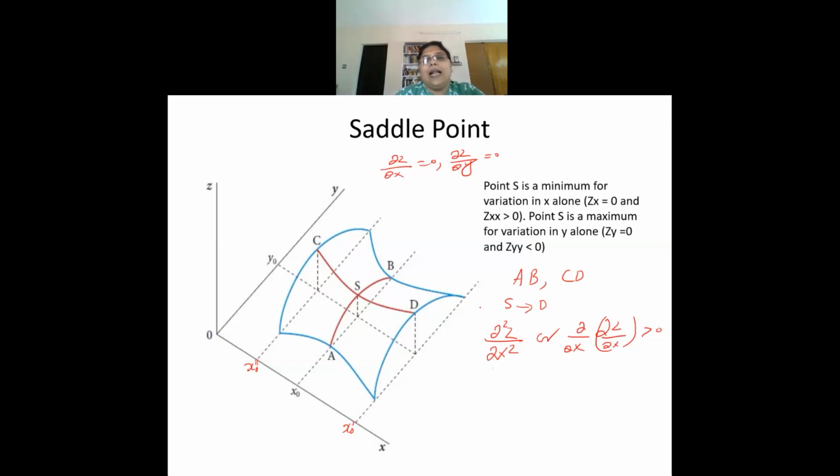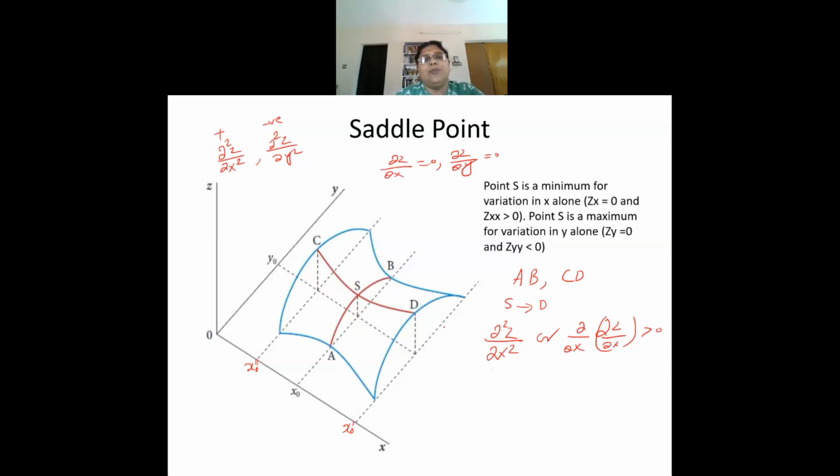But in the case of a saddle point, earlier we have mentioned that the third condition will be violated, and dou squared z by dou x squared and dou squared z by dou y squared would have different signs, isn't it? If this happens to be positive, then this should be negative. So that is the case of a saddle point. So we have observed the movement along CD, when you move from S to D or from S to C, dou squared z by dou x squared is greater than 0.